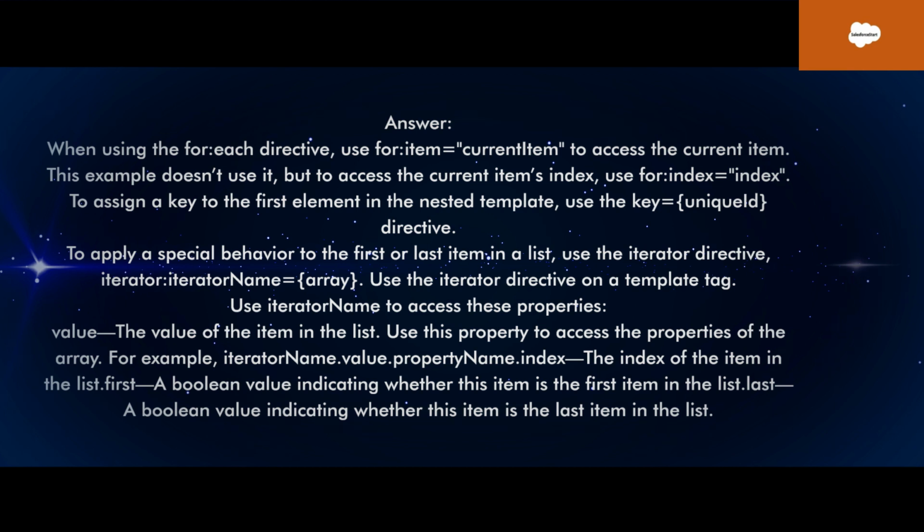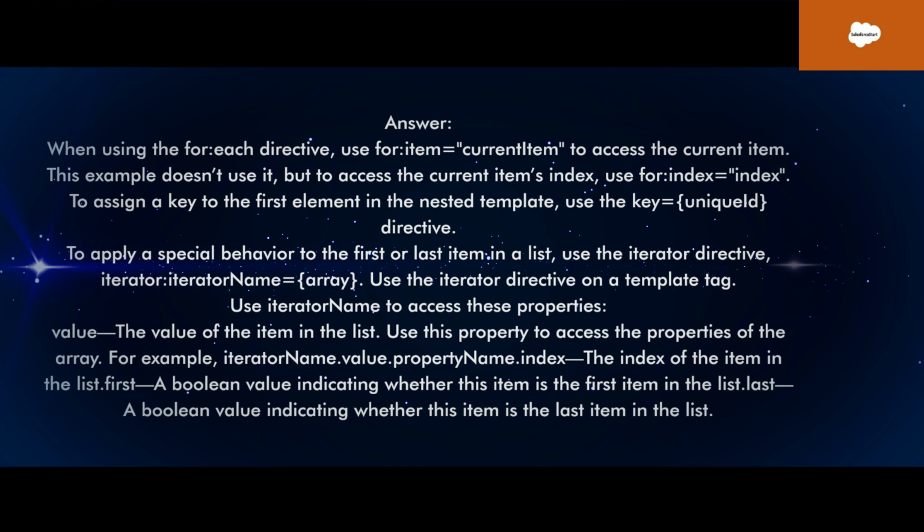To apply a special behavior to the first or last item in a list, use the iterator directive, iterator:iteratorName={array}. Use the iterator directive on a template tag. Use iteratorName to access these properties. Value: the value of the item in the list. Use this property to access the properties of the array, for example, iteratorName.value.propertyName.